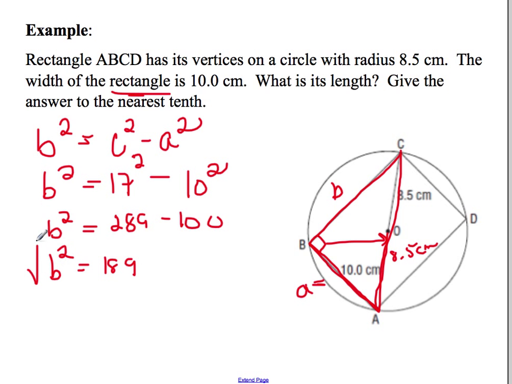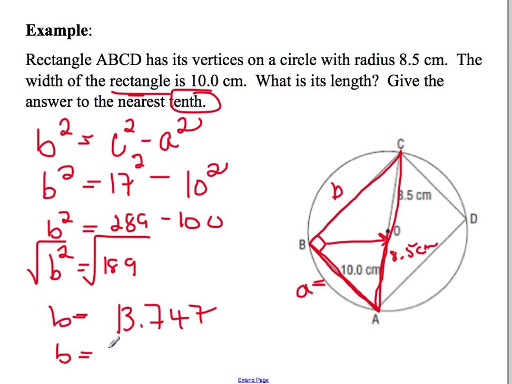Now, in order to get rid of the square, I have to square root. So B is equal to 13.747, and it wants it to the nearest tenth. So B is equal to 13.7, and my units, always attach them, is centimeters. So that is the length, rounded to the nearest tenth.